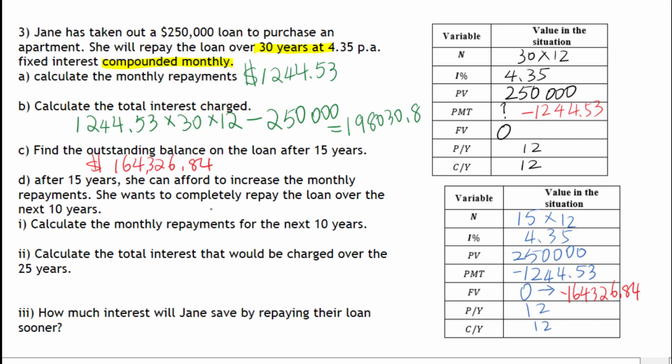After 15 years, she can afford to increase the monthly repayments. She wants to completely repay the loan over the next 10 years. Calculate the monthly repayments for the next 10 years.